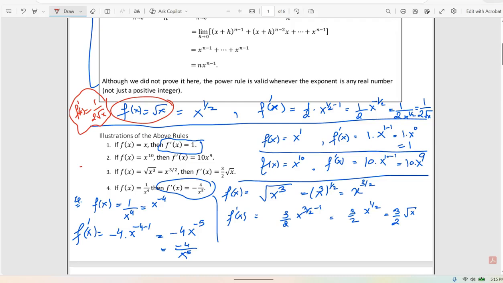Okay, so some practice. I want you guys to do more practice problems for the formulas to practice them. Okay.